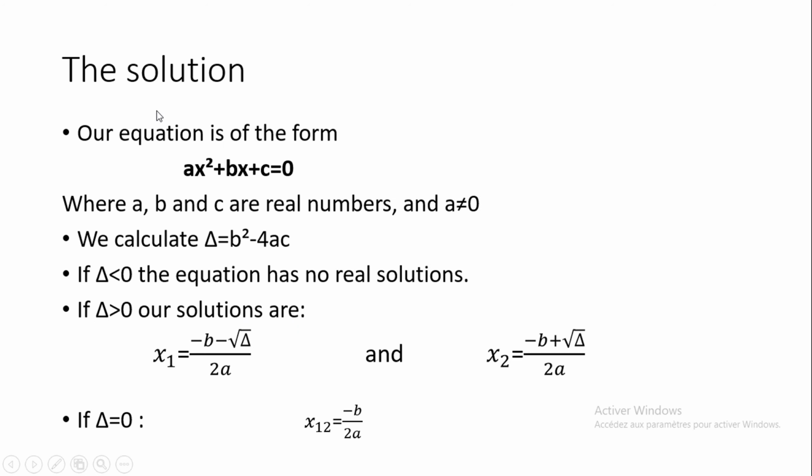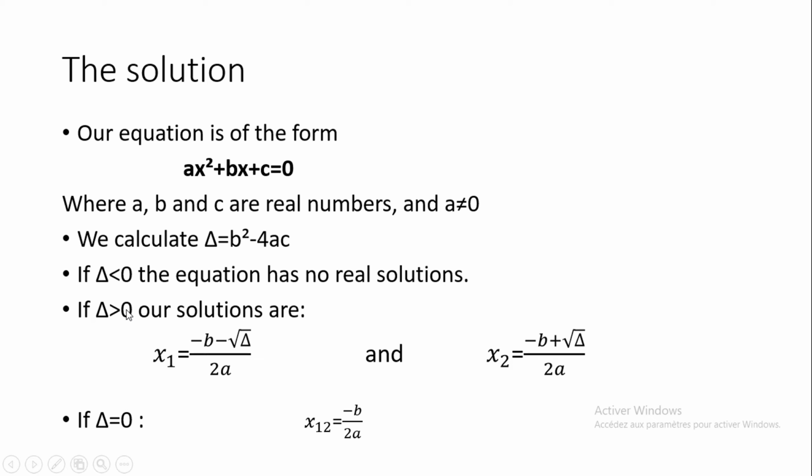So we saw that to find our solutions, we had the equation ax squared plus bx plus c equals 0, where a, b, and c are real numbers and a different from 0. We calculate our delta equals b squared minus 4ac. If delta is negative, the equation has no real solutions.